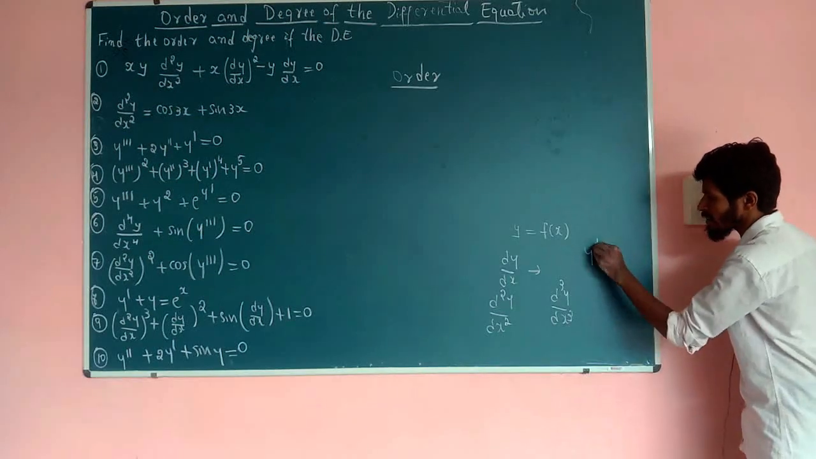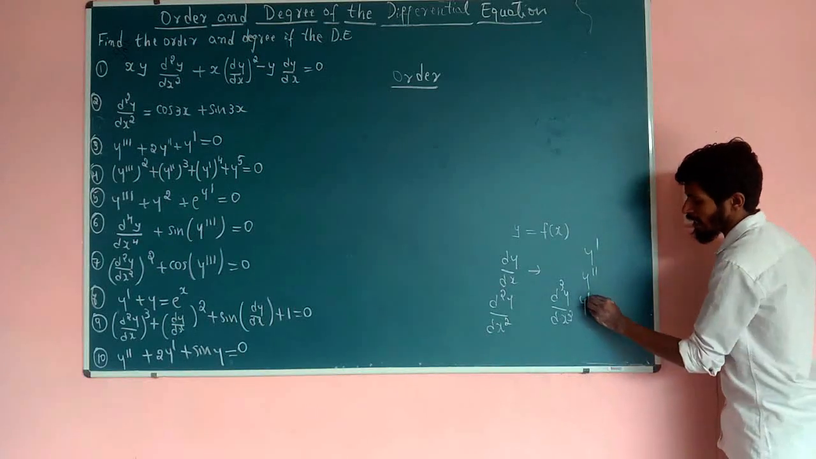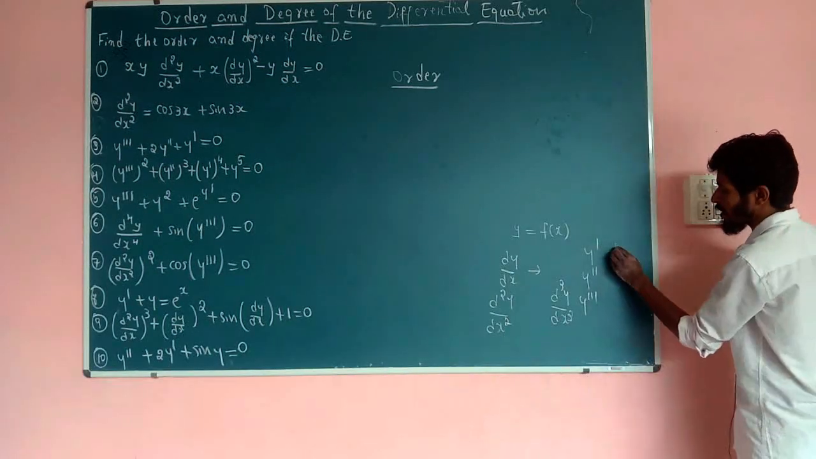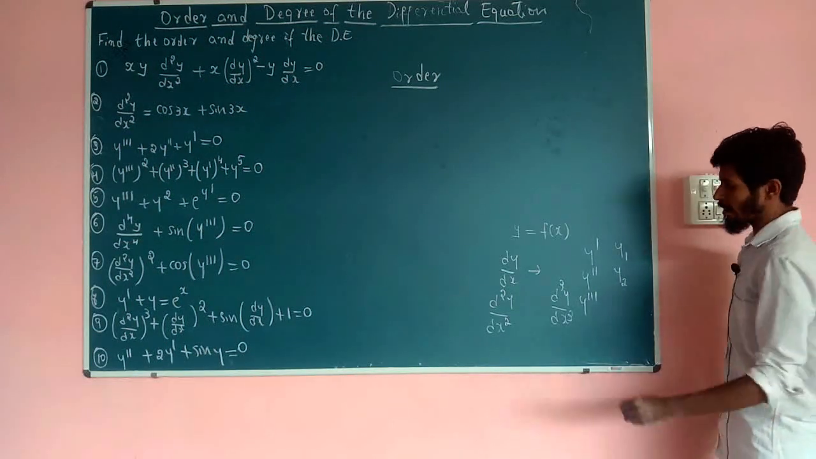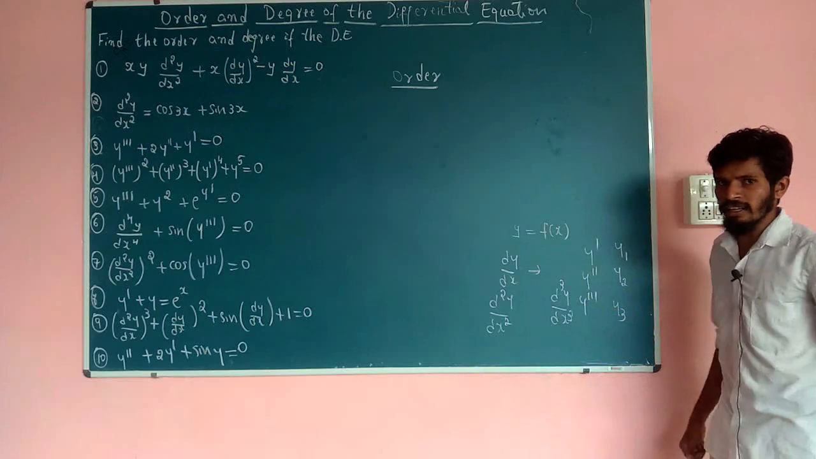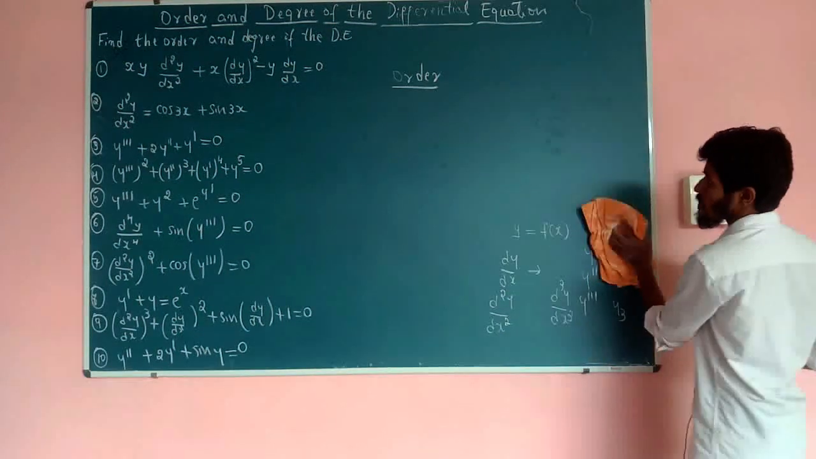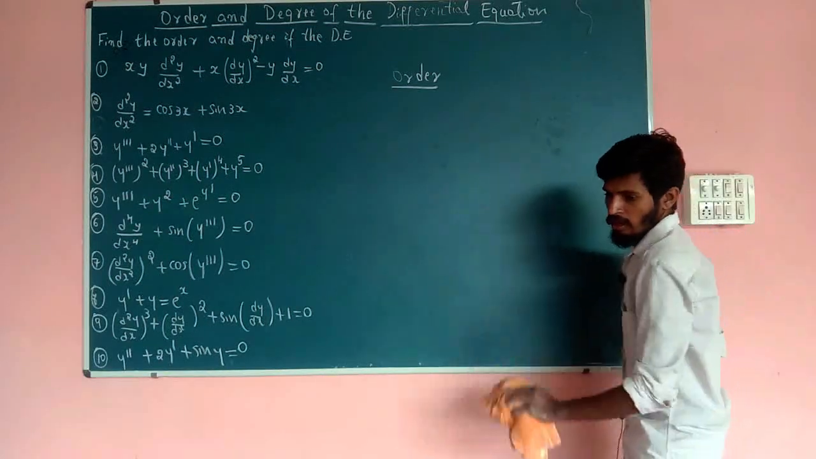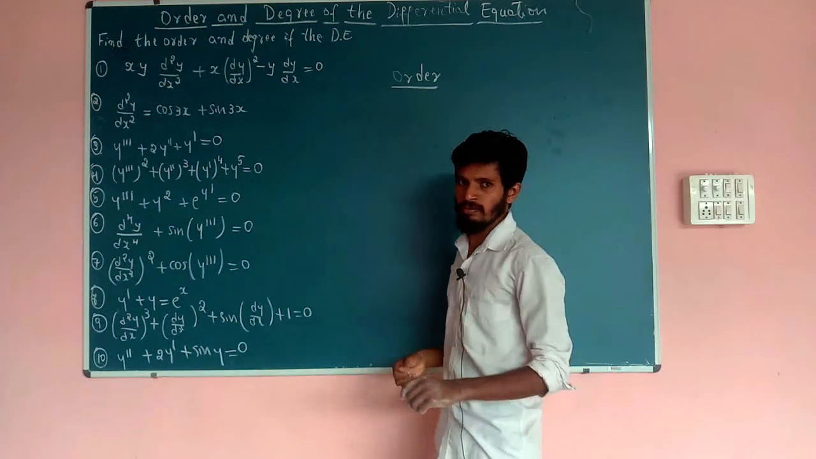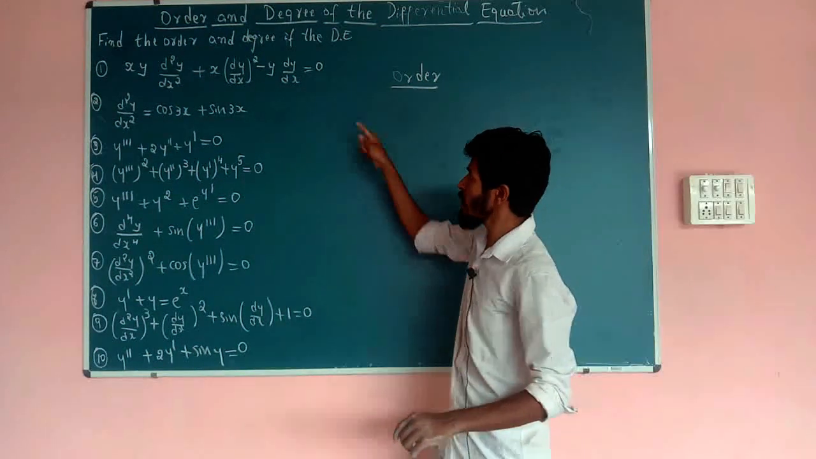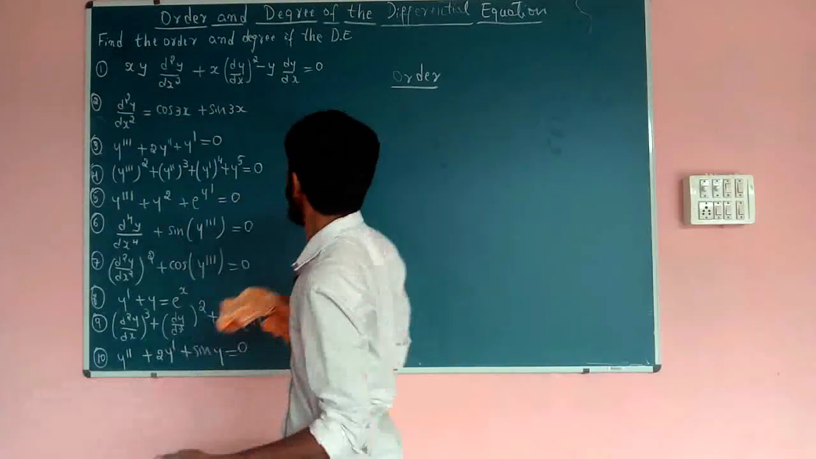Or y dash, y dash is the first order, y double dash is the second order, y triple dash is the third order, and so on. Similarly, y1 is the first order derivative, y2 is the second order derivative, y3 is the third order derivative. These are the notations. See, the order of a differential equation is the order of the highest order derivative occurring in the differential equation.